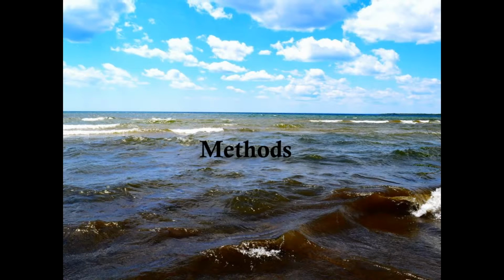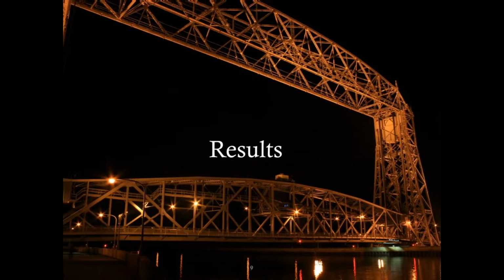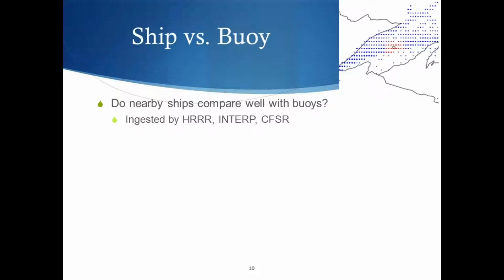And so now I'm going to go over some methods on how we analyze ship data. So what we did was we considered air temperature, wind speed, and dew point. But for this presentation, I'm only going to focus on air temperature, both for the sake of time and because it was our most well-developed analysis. So we did a lot of quality control to make sure that our data points were usable. And then we decided to compare that with buoys and also with HRRR, CFSR, and interpolated meteorology. So I'm going to go over some results from that.